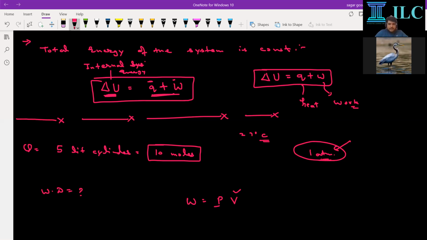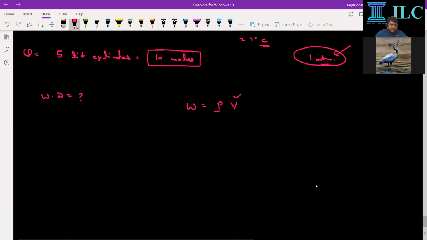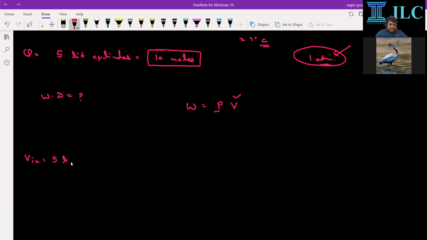So see how to solve such types of questions. Initial volume, V initial, is 5 liter. Temperature is 27 degrees. So what is the temperature in Kelvin? 300 Kelvin, because it is 27 degrees Celsius. To convert into Kelvin, we have to add 273. Always take temperature in Kelvin, not in Celsius.